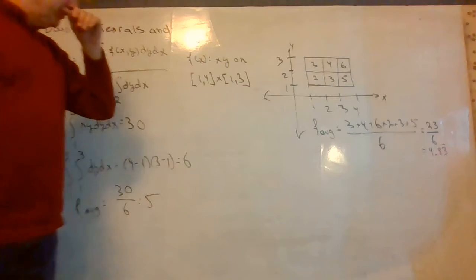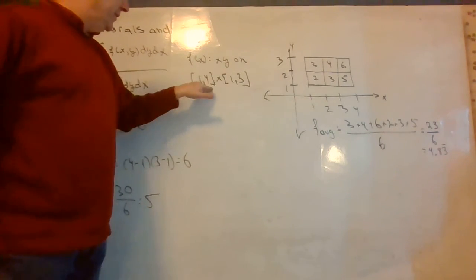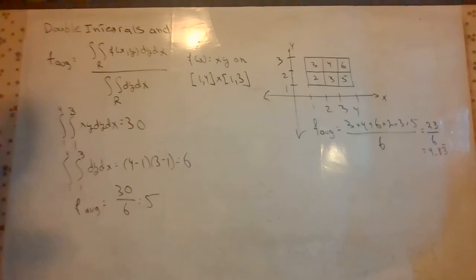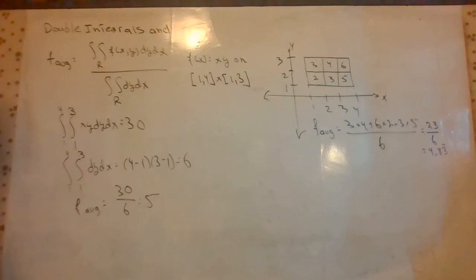So let's partially recycle a problem. Suppose we want the average value of xy on this Cartesian product. First of all, you can figure out the numerator, 1 to 4, 1 to 3, xy dy dx. We already know that's 30. We figured that out in the previous video.